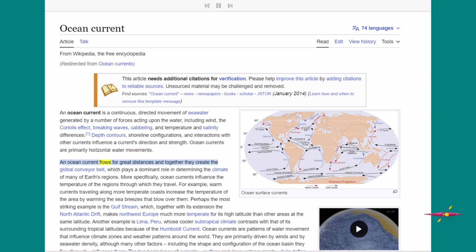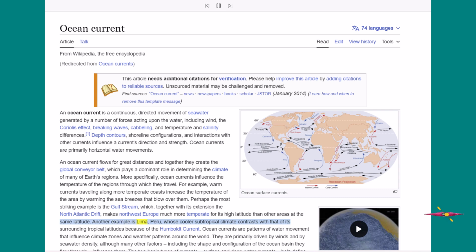Ocean currents are primarily horizontal water movements. An ocean current flows for great distances, and together they create the global conveyor belt, which plays a dominant role in determining the climate of many of Earth's regions. More specifically, ocean currents influence the temperature of the regions through which they travel. For example, warm currents traveling along more temperate coasts increase the temperature of the area by warming the sea breezes that blow over them. Perhaps the most striking example is the Gulf Stream, which, together with its extension the North Atlantic Drift, makes Northwest Europe much more temperate for its high latitude than other areas at the same latitude.